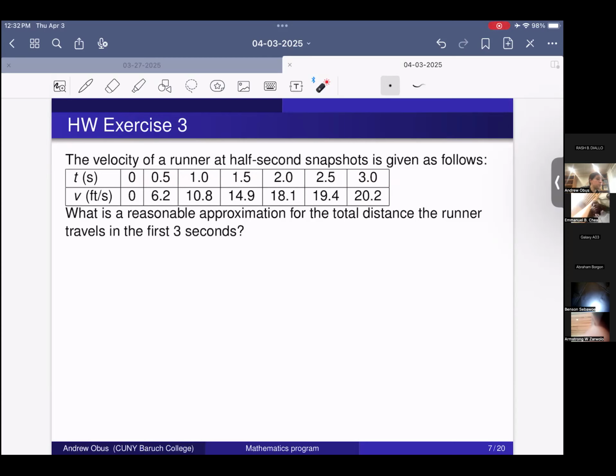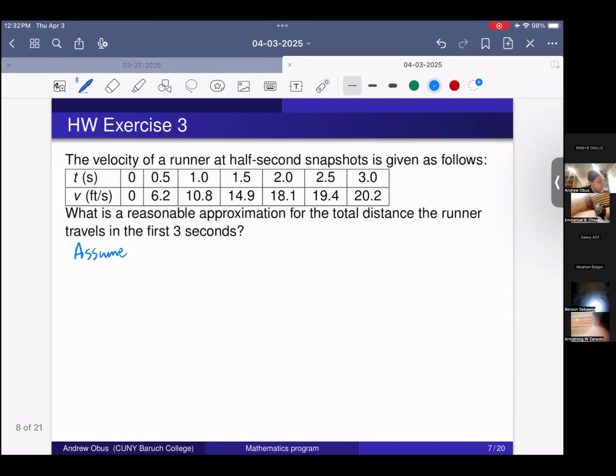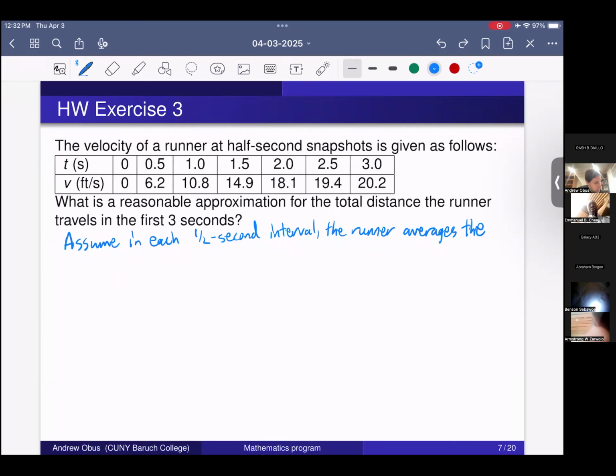So we have a few different things that we could try, but basically, the best thing that we can do is just assume, here's one assumption that you could do, maybe assume that in each half-second interval, the runner averages the average of the beginning and ending speeds. Okay, that's a pretty reasonable assumption.